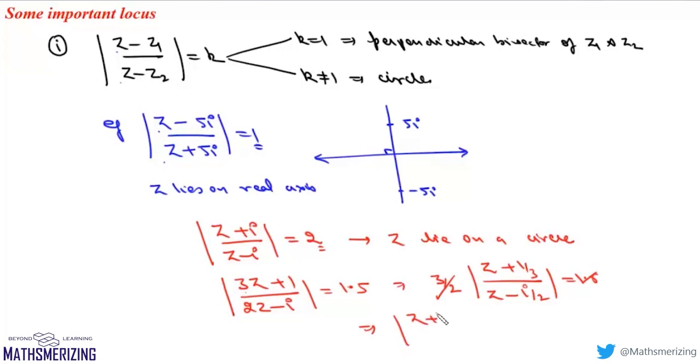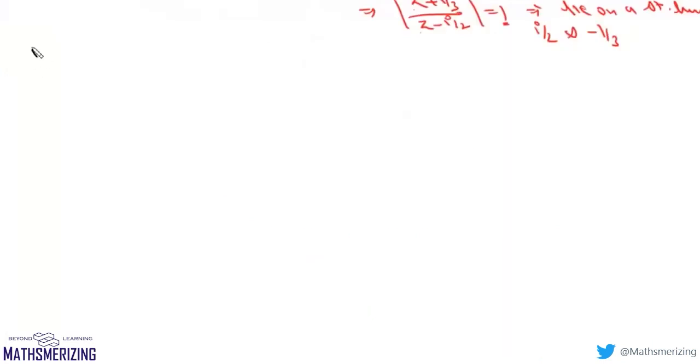Now we can write mod of z plus 1 by 3 upon z minus iota by 2 is equal to 1, and since coefficient of z in the numerator and denominator is 1 and this right hand side is 1, so this z, it will lie on a straight line. So locus of z is the straight line which is perpendicular bisector of iota by 2 and minus 1 by 3.